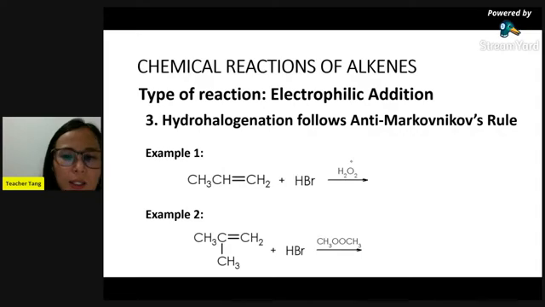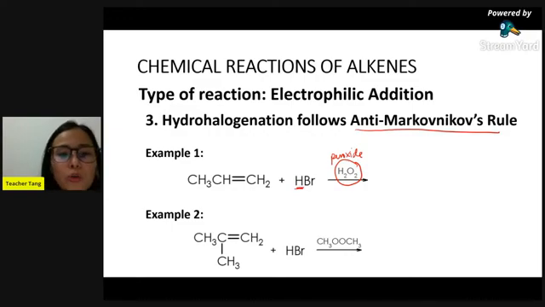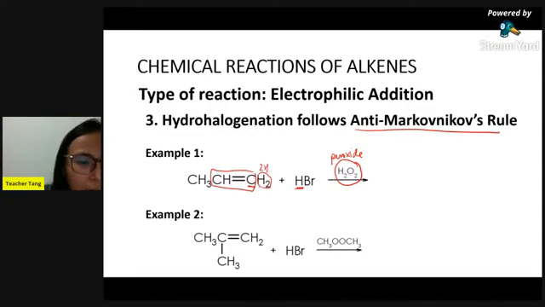Can you see that this one has peroxide? This is hydrogen peroxide. So if you see peroxide, then it must follow anti-Markovnikov's rule, where the hydrogen will be added to the carbon of the carbon-carbon double bond which has fewer hydrogens. Again, this is a carbon-carbon double bond. The first carbon has 2 hydrogens, and the second carbon only has 1 hydrogen. This one has peroxide, so it needs to follow anti-Markovnikov's rule. So what should be the product?